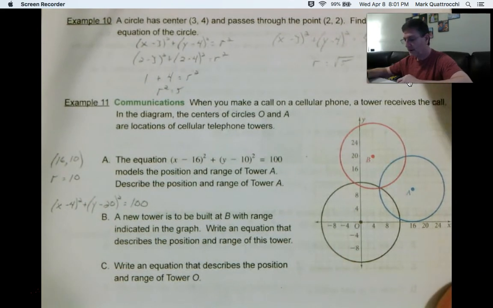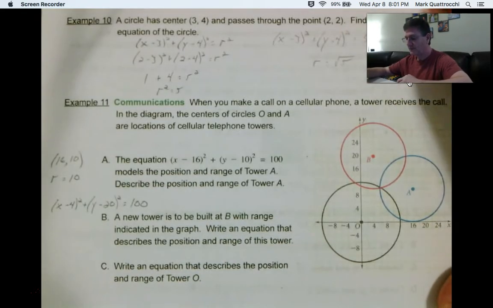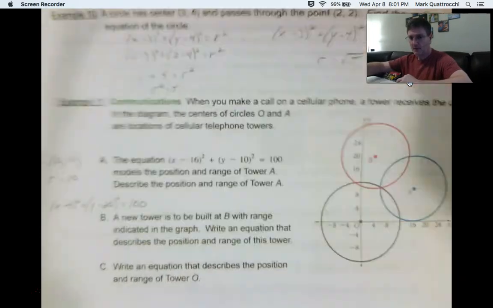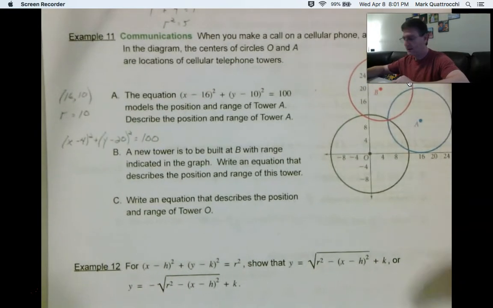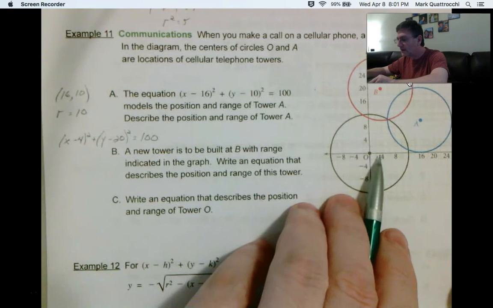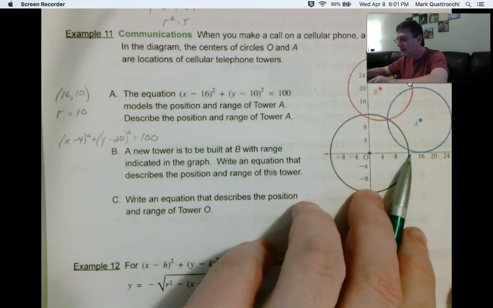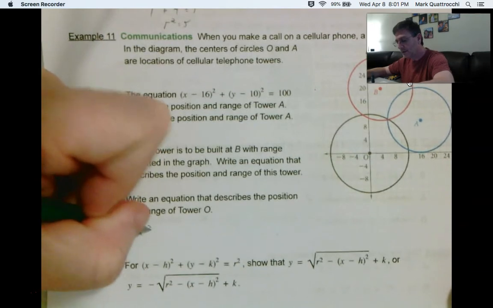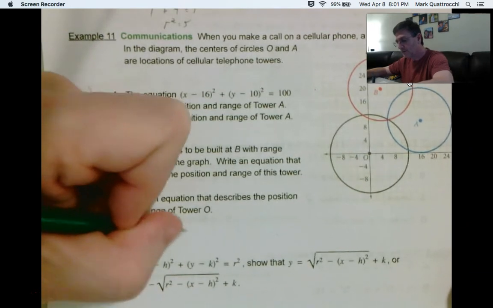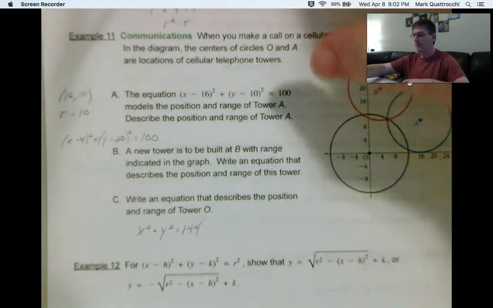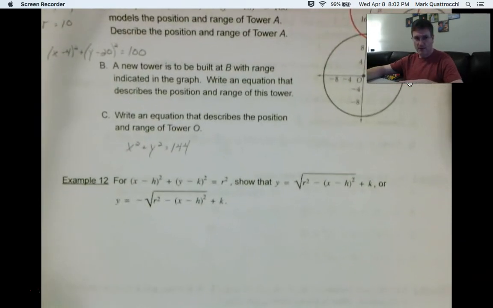And part C, write an equation that describes the position and range of tower O. So tower O is centered at the origin and has a radius of 2, 4, 6, 8, 10, 12. So we get x squared plus y squared equals 12 squared, or 144. Example 12.